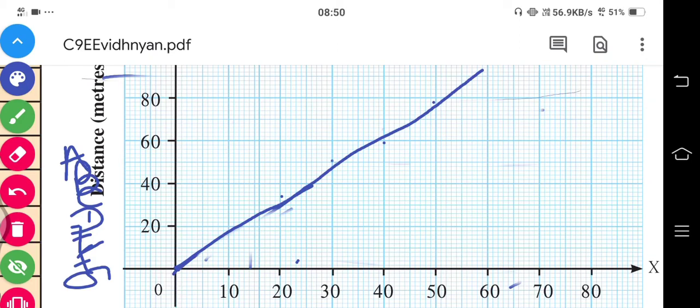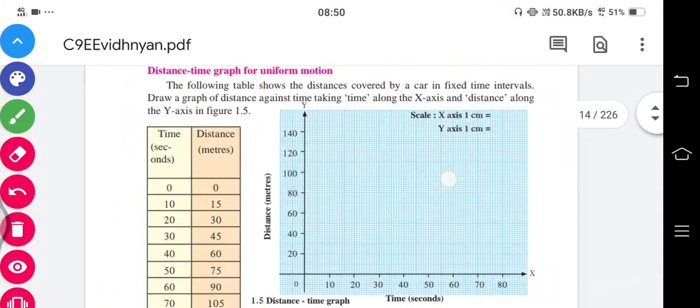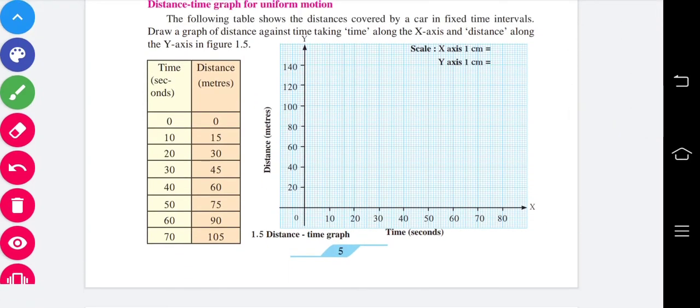Yes, an object in uniform motion covers equal distance in equal intervals. This graph, distance against time, is a straight line, is it? So this straight line indicates uniform motion. Any distance-time graph that is a straight line is a uniform motion, or uniform speed. So you can draw the remaining points and tell me whether it is a straight line or not.